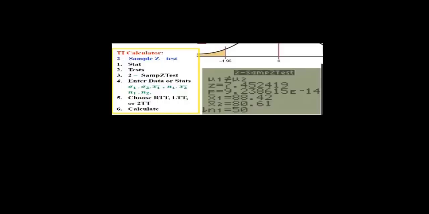Of course, if we were to use a calculator, this is what we end up with. And remember, the calculator gives you the p-value. So you're going to be able to do the test statistic on your own if you're asked. Take a look at the p-value here. The p-value is extremely small, 9.238615 times 10 to the power of negative 14, practically zero. And remember, beyond 3.5 or 4.0, if you look at the table, it's considered 0.0001.